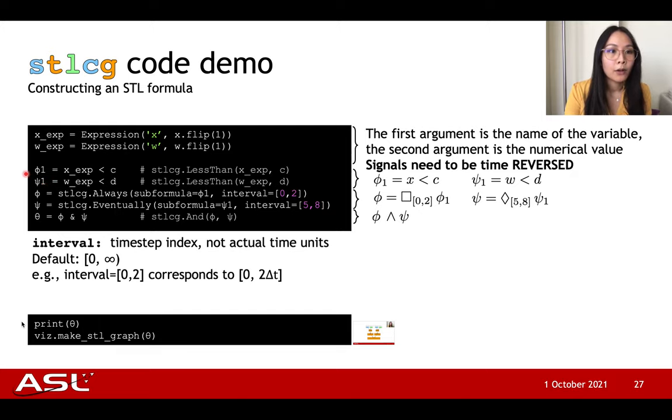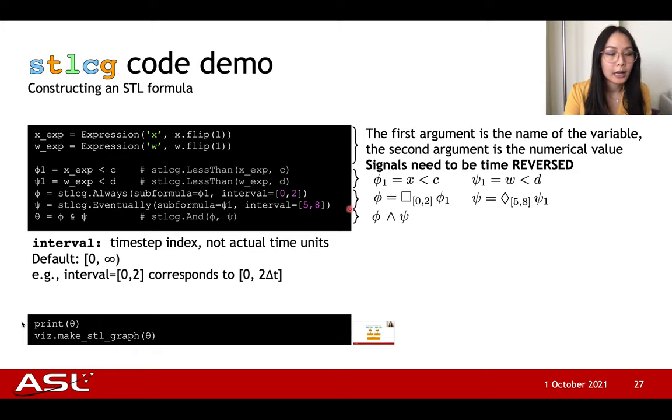So phi1 and psi1, as you can see, are predicates, where we have a signal X is less than C, and then we have a signal W is less than D. Here we've overloaded the less than operator to make this visually neater. However, you could also just use what is commented out instead. And then in the next two lines, we have phi and psi, where we're applying the always and eventually operators.